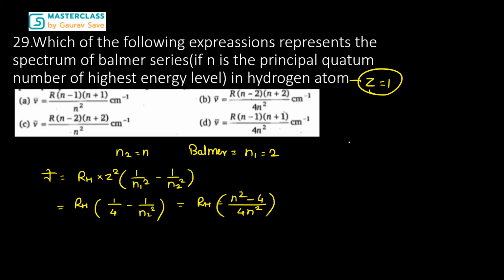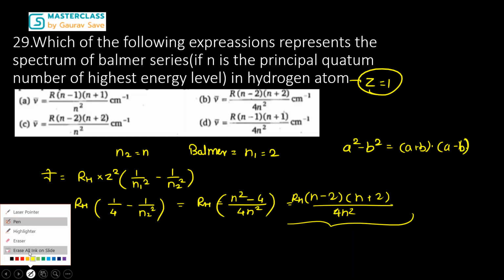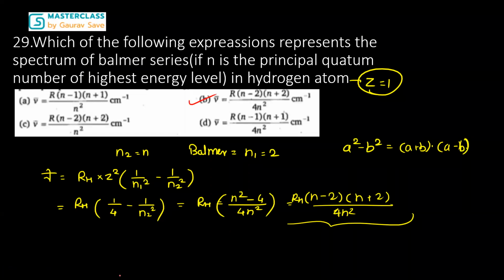So we have to use the formula that a square minus b square is equal to a plus b into a minus b. In mathematics you write it the inverse way, that a plus b into a minus b is equal to a square minus b square, but it is one and the same. So we'll write n minus 2 into n plus 2 upon 4n square into RH. This is the correct answer, guys. Let's see where it is matching. So option B is the correct answer.